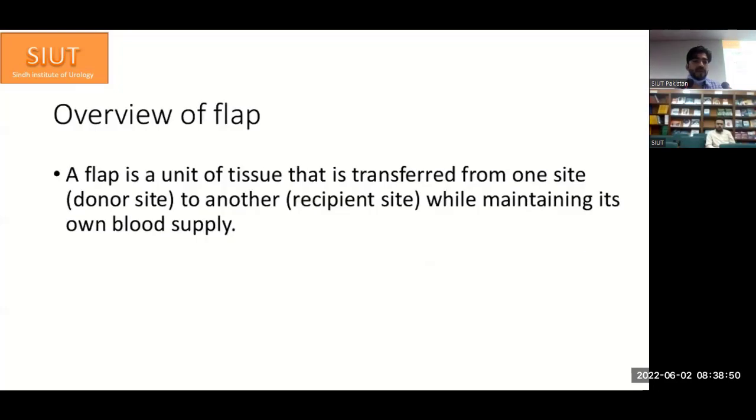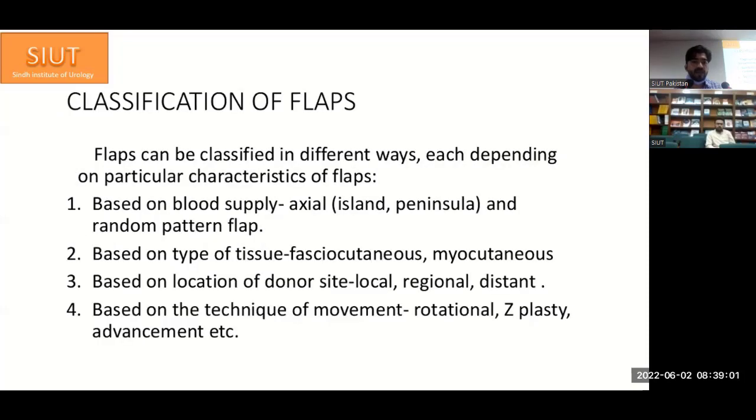Now, an overview of flaps. A flap is a unit of tissue that is transferred from one site, the donor site, to another site, the recipient site, while maintaining its own blood supply. Classification of flaps: flaps can be classified in different ways, each depending on a particular characteristic. Based on blood supply: axial, island or peninsula, and random pattern flap. Based on the type of tissue: fasciocutaneous and myocutaneous. Based on the location of the donor site: local, regional, or distant. Based on the technique of movement: rotational, Z-plasty, or advancement.